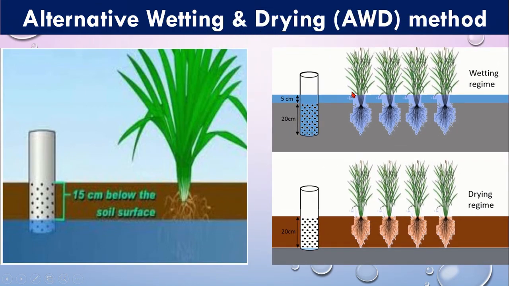You can see the same picture, but in more detail. Now this is the plant wetting regime. That means this is the 30 centimeter pipe, 20 centimeter below the soil surface and 10 centimeter above the soil surface, and the water is up to 5 centimeter above the soil surface. And here this is the wetting time. And when you see the drying time, the water has gone down 15 centimeter below the soil surface, you have to apply water at this time. So this is called alternate wetting and drying.